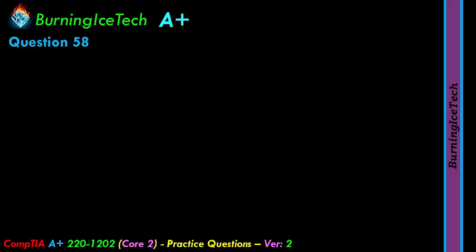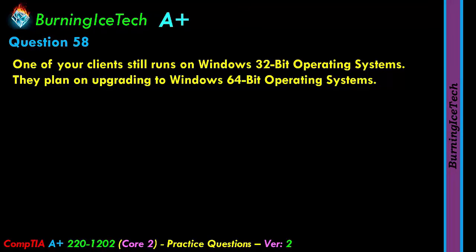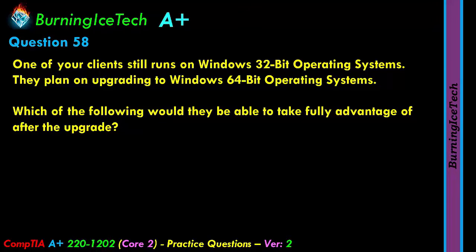Question 58. One of your clients still runs on Windows 32-bit operating systems. They plan on upgrading to Windows 64-bit operating systems. Wow, finally. Which of the following would they be able to take full advantage of after the upgrade? Is it the CPU, the RAM, the hard drive, or the SSD? Now guys, the answer here is the RAM.